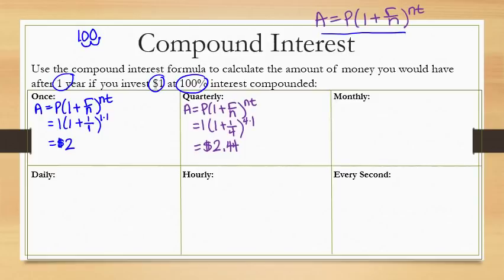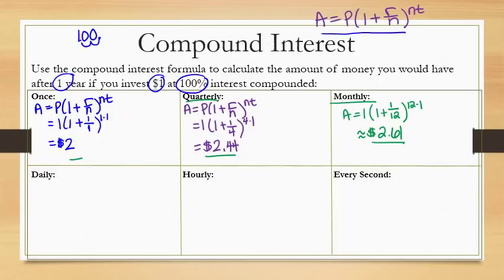Monthly. That means 12 times a year. I'm going to leave it to you to write this formula out every time because I already have it memorized. So A equals 1 times (1 plus the interest rate, which is 1, divided by the number of times it's compounded a year, which is 12 now), all to the 12 times 1. Substitute that in and you'll get about $2.61. Notice that as the number of times it's compounded goes up, the amount in the account is also going up.